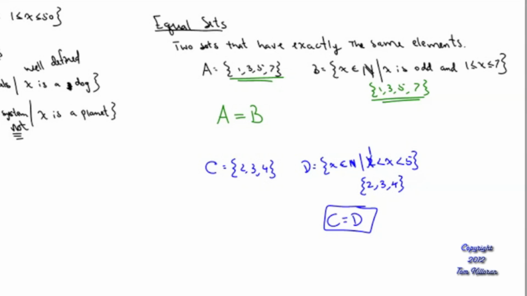One last one for equal. How about, let me go back to A. This is a different A. A is equal to 2, 4, 6. B is equal to the natural numbers such that X is even and 1 is less than or equal to X is less than or equal to 8.